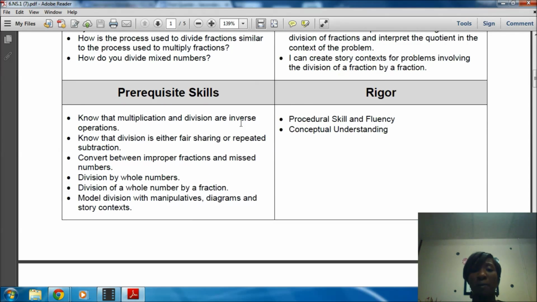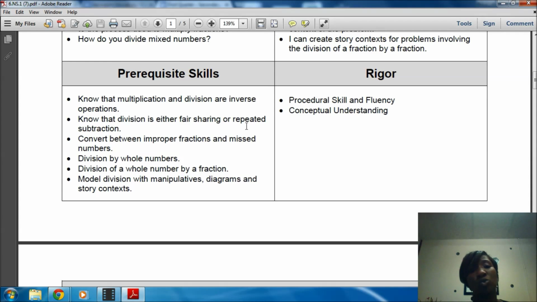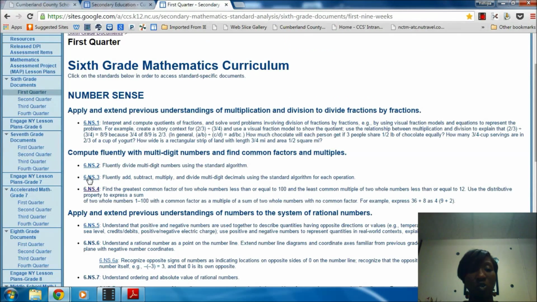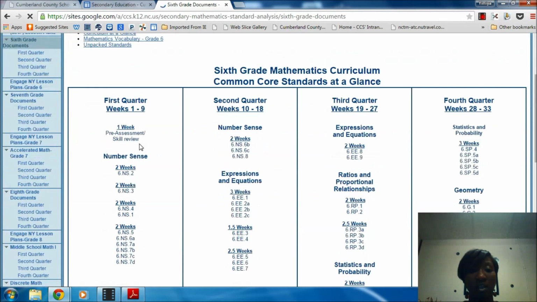Here's some other pieces that are crucial to your planning. Prerequisite skills. A lot of times I know we go into a lesson and we feel that students may not know multiplication facts or different pieces like that. But these are prerequisite skills that students need to be able to master in order to master this standard. So these are ones that when you are looking back at the initial page for 6th grade and it says this is a week of pre-assessment skill review, these are pieces that should be included during that week.